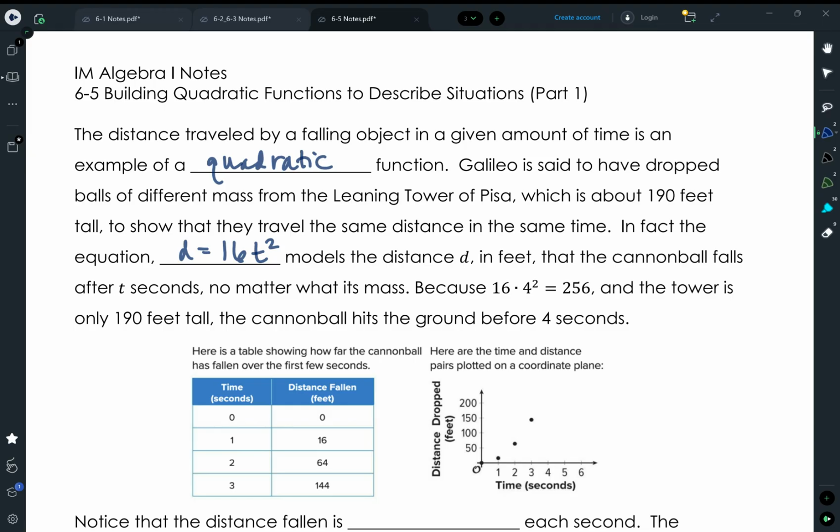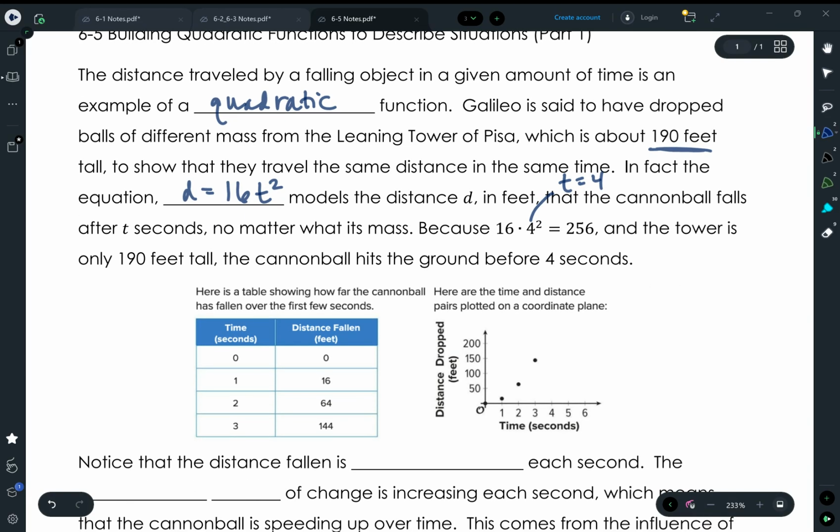Because 16 times 4 squared equals 256. So let's slow it down a little bit. 16 times 4 squared. So the t is the 4, right? So t equals 4 gives 256. And wait, how tall was the tower? The tower was 190 feet. The tower is only 190 feet tall. Oh, there we go. And the cannonball hits the ground before 4 seconds. So I guess my question is, how did they measure all these distances after amounts of time? It's interesting to think about how you would measure that.